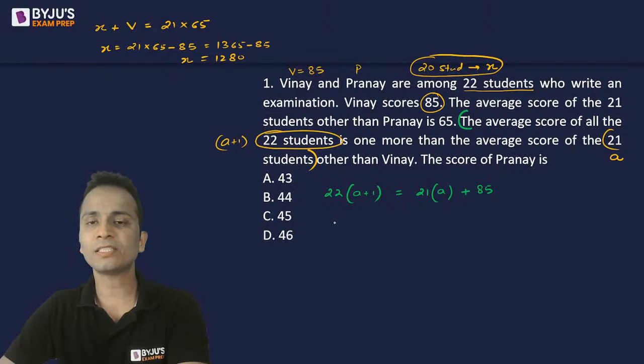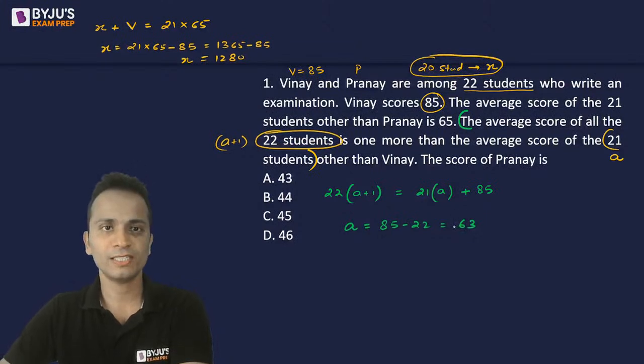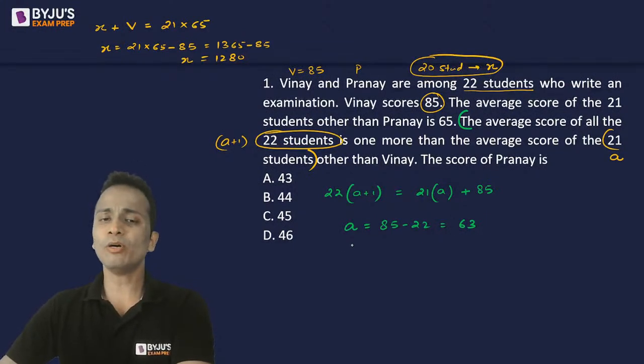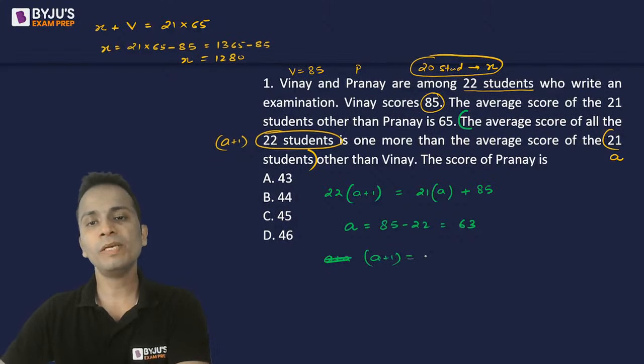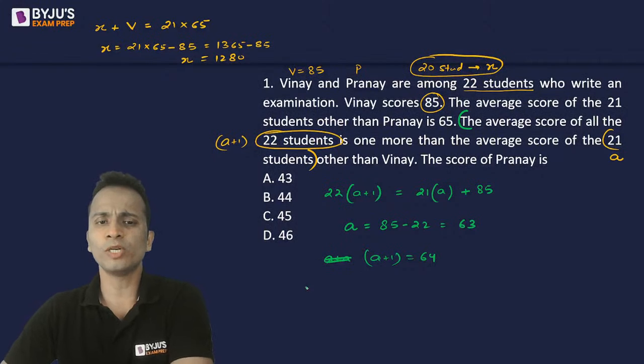Clear? Right? Okay. So 22A minus 21A, I've got the value of A, which will be equal to 85 minus 22, that is 63. So the value of A is 63. Done. Okay. Now, if the value of A is 63, the value of A plus 1 will be equal to 64. That means the sum of the scores of all these 22 students will be 22 multiplied by 64.